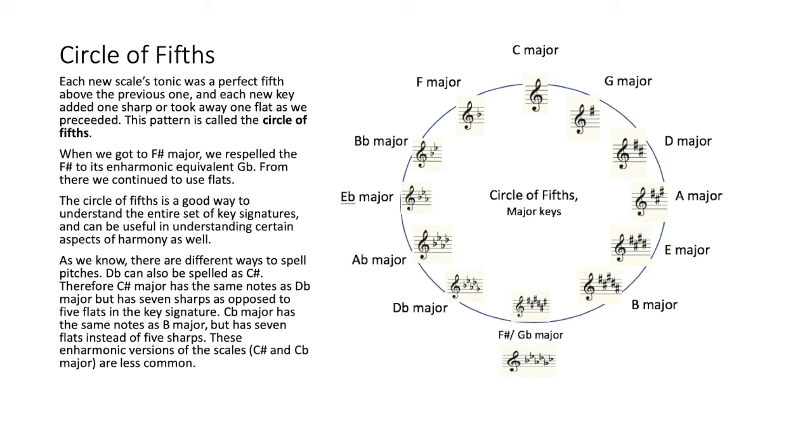Therefore, C sharp major has the same notes as D flat major, but it has 7 sharps as opposed to 5 flats in the key signature. C flat major has the same notes as B major, but has 7 flats instead of 5 sharps. These enharmonic versions of the scales, C sharp and C flat major, are less common.